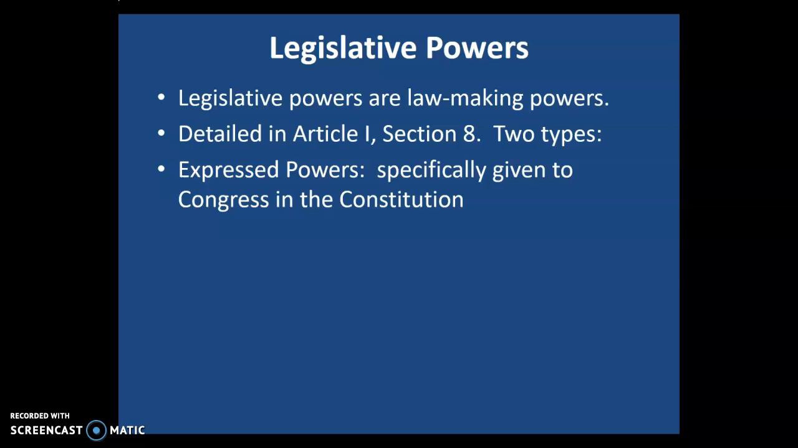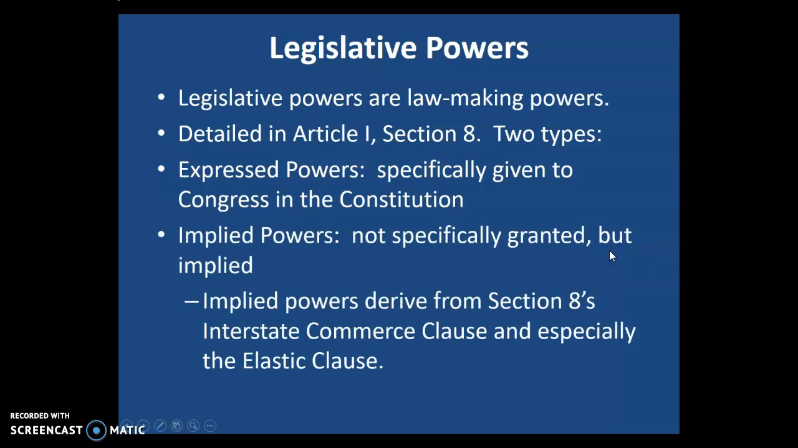Congress has the power to establish and maintain an army and a navy. There are lots of them in Section 8; those are just a few. But there are also implied powers. The implied powers are not specifically granted, but they are implied by the Constitution.